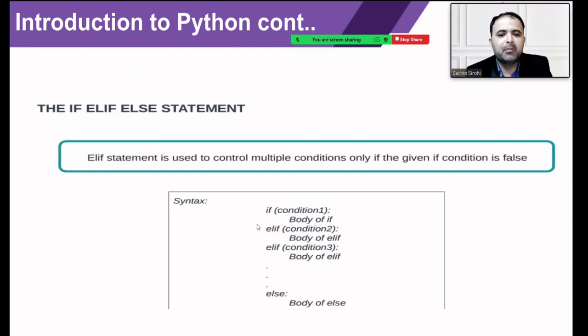We can apply multiple if else conditions, obviously. If we want to apply multiple elif conditions, the elif statement is used to check multiple conditions only if the given if condition is false. If the particular condition is false, it will check the second. If the second condition is false, it will check the third, and so on. It depends on us how many conditions the program will check one by one.